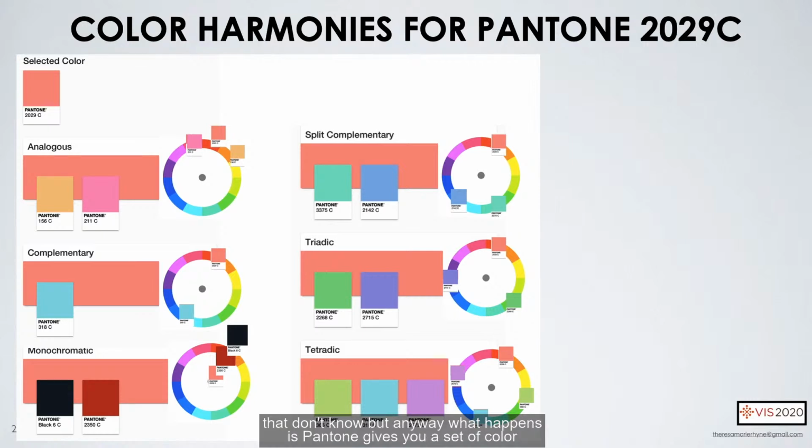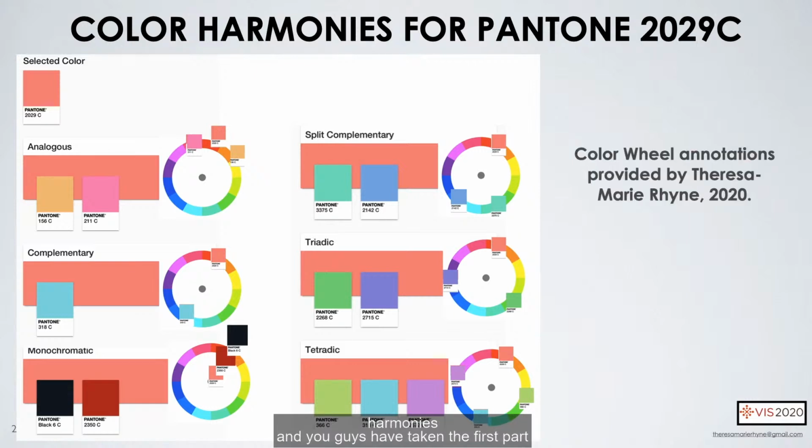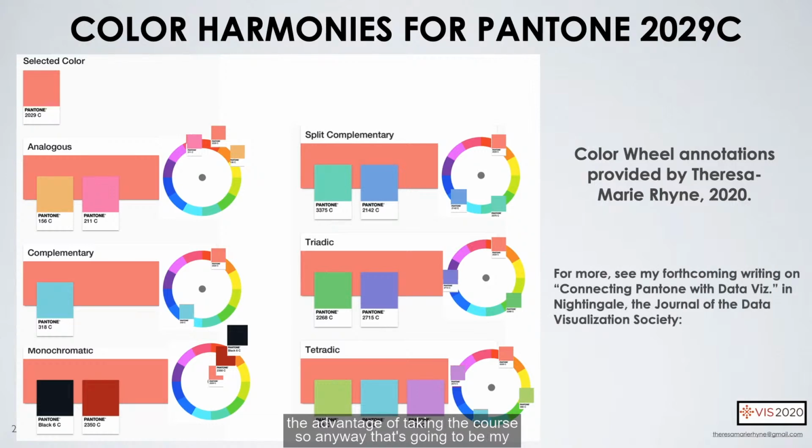But anyway, what happens is Pantone gives you a set of color harmonies, and you guys have taken the first part of my course, so you know what analogous is: colors next to each other on the color wheel; complementary, two colors opposing each other; monochromatic, one color with tints, tones, and shades. Split complementary, the color and then the two colors on either side of the complement. Triadic, remember we colored that earlier, that's three colors. And tetradic, double complementary. See the advantage of taking the course. So anyway, that's going to be my forthcoming writing. You can get this in detail.